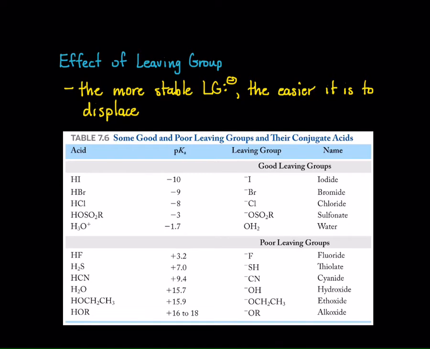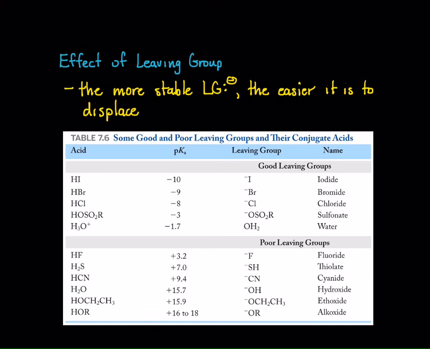So, for example, we see that iodide is a good leaving group. Why? Well, its conjugate acid has a very low pKa. So the lower the pKa of the acid, the more stable its base. The more acidic an acid is, the more stable is its conjugate base. And we see that trend that iodide's a good leaving group, bromide's a good leaving group, chloride is a good leaving group. This is why we use alkyl halides as functional groups in nucleophilic substitution reactions because the halides come off very easily.